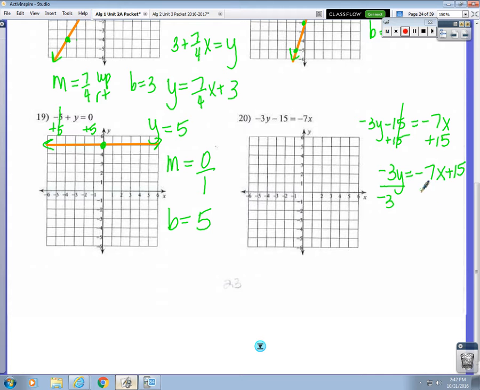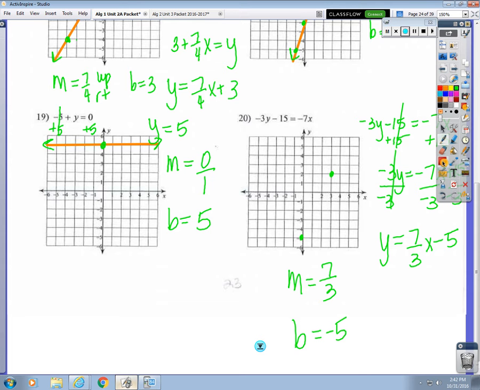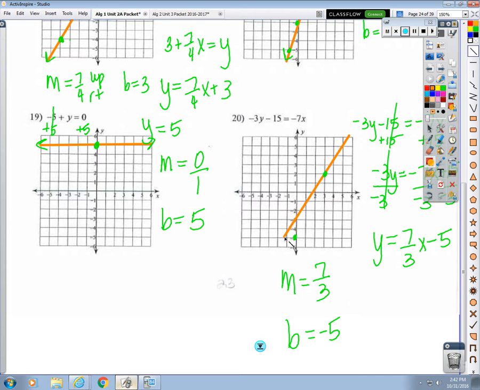Divide by negative 3. So y equals negative over negative becomes positive 7/3 x, and positive 15 over negative 3 becomes a negative 5. So what's my m? And what's my b? So to graph this, what do I do first? Right, and then from there I go, correct. And then you connect them with a line, and now when you finish that, turn to the next page.